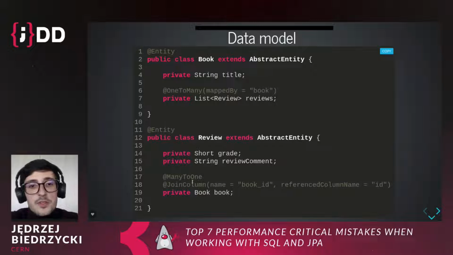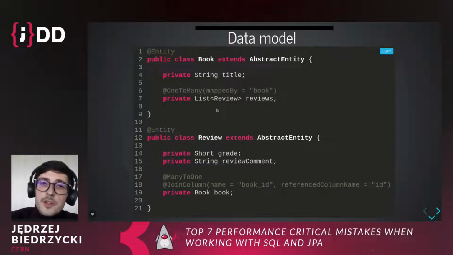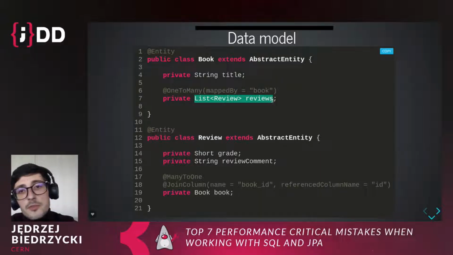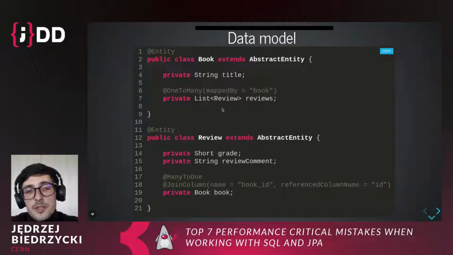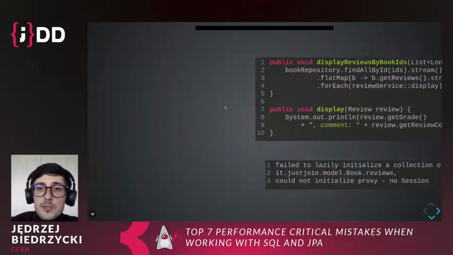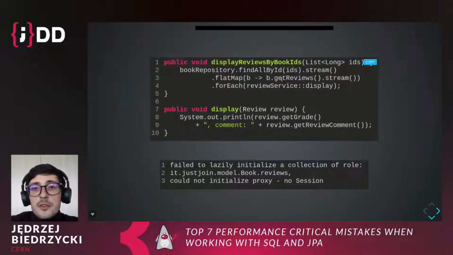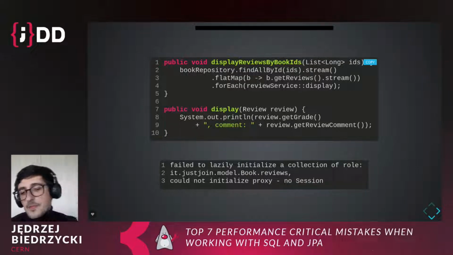What it means to us is that when we fetch a book entity, then we do not really fetch all the reviews for these books. Rather, Hibernate creates a proxy over this object. And now when we try to access this proxy here, we get the exception.